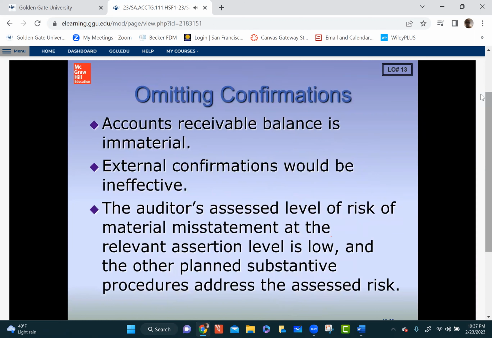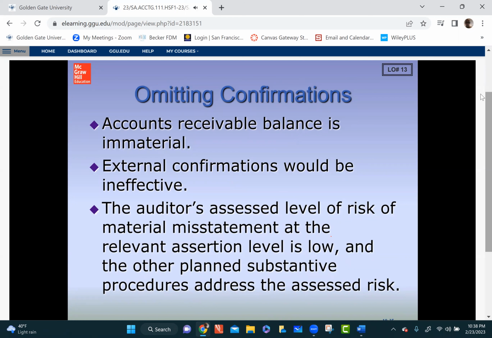Okay. Now there is an opportunity to do something other than confirmation. Sometimes you might be in a situation where the client asks you not to confirm the account receivable. Would you be able to do that? Okay, well, the account receivable balance is immaterial, whatever.